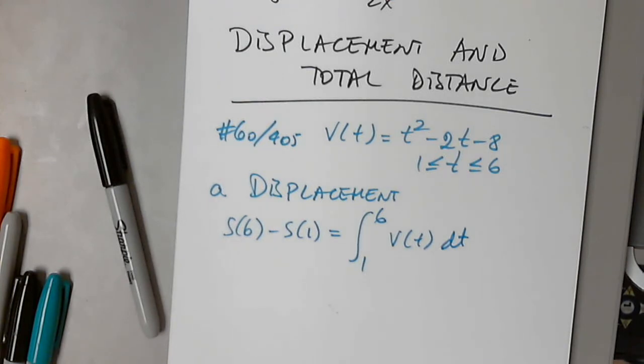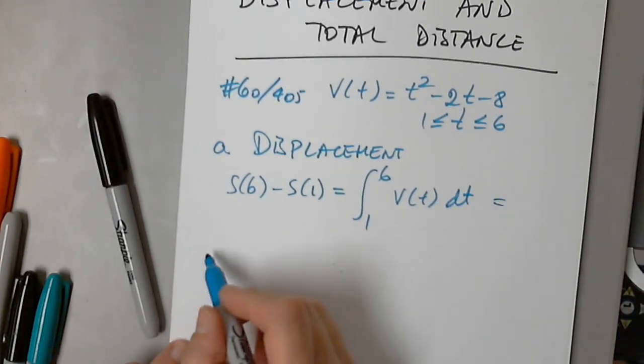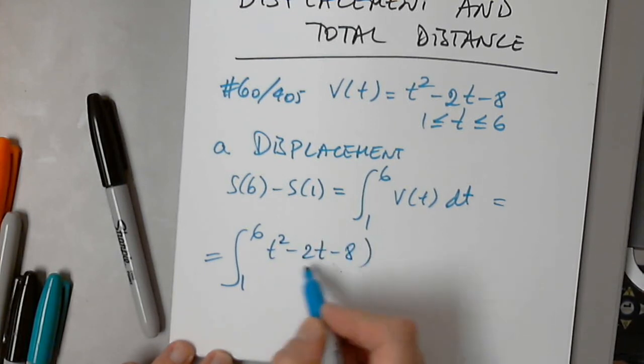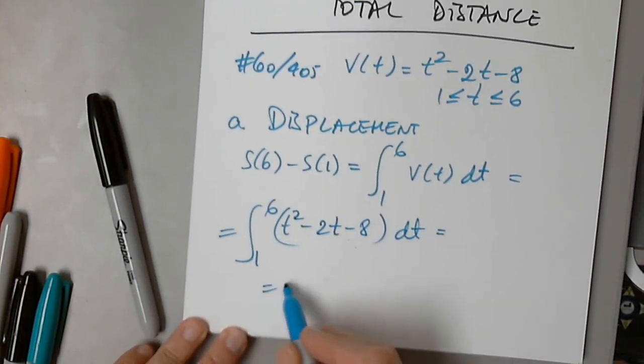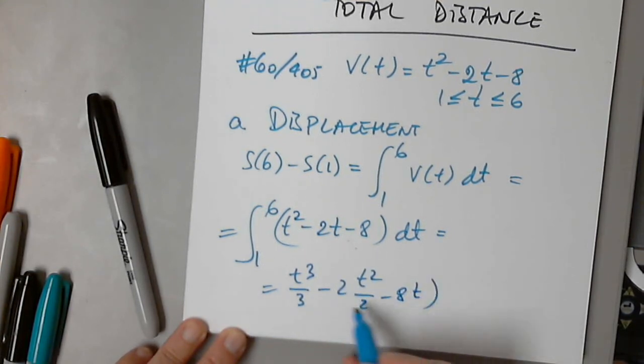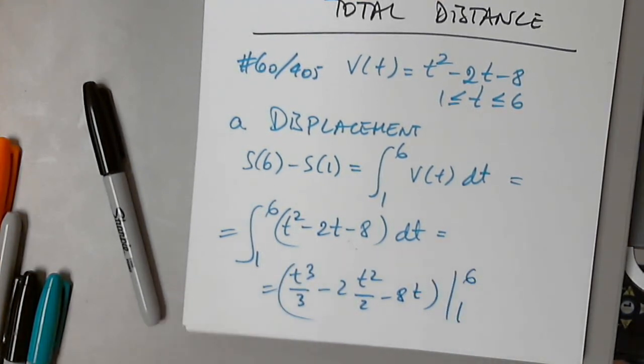The answer will be a number, of course, and we will find out if the number is positive, then the particle is moving in the positive direction, or if negative, in the negative direction. So that's not a big deal. Integral from 1 to 6, t squared minus 2t minus 8 dt. And we get t cubed over 3 minus 2t squared over 2 minus 8t from 1 to 6.